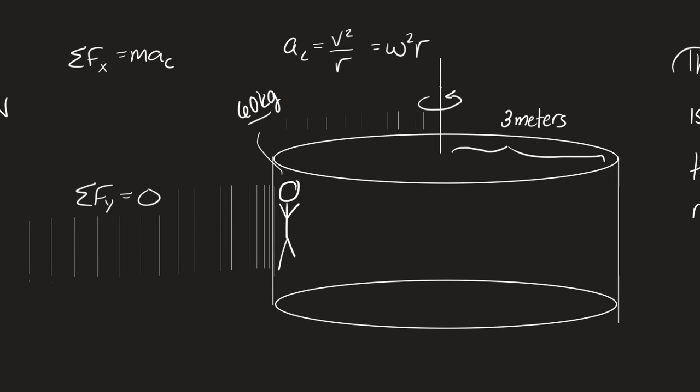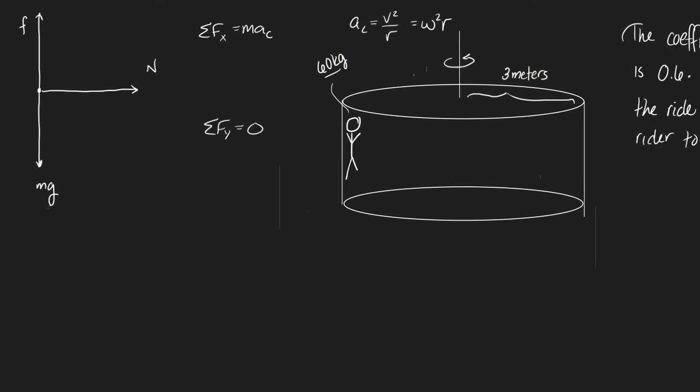So I'm going to use this one. That means net force in the x direction equals m omega squared r. In fact, this is what I'm solving for. How fast does the ride spin? A lot of you miss that. Like, you don't know what to solve for. That's what I'm solving for. That's my unknown.